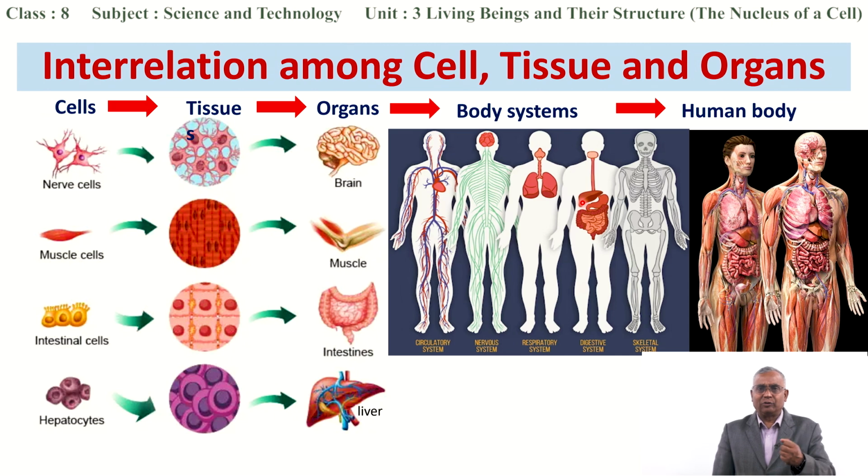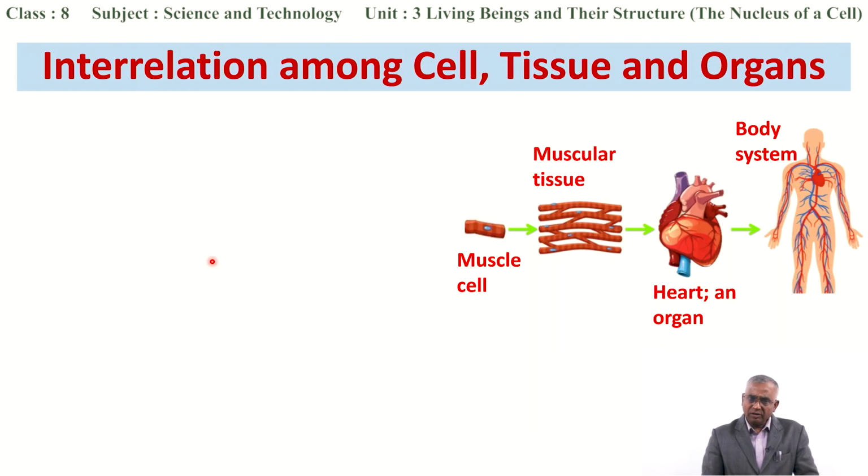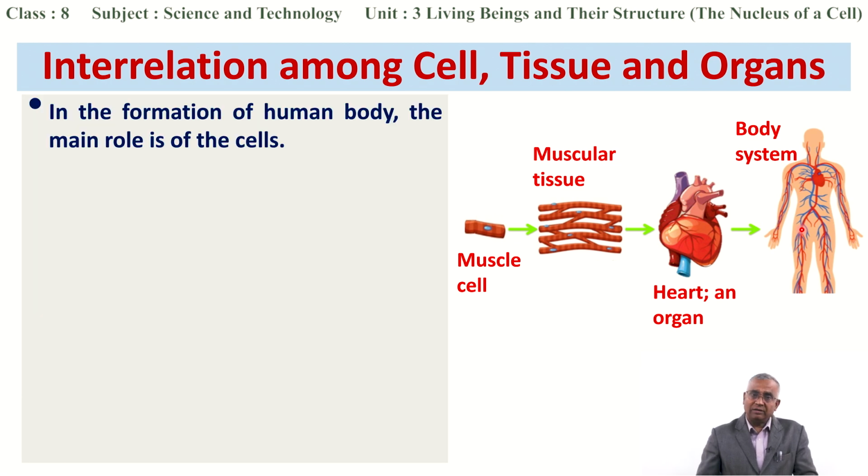That may be a plant also. Plants are also made up of their own types of tissues, their own types of cells, and organs are formed. Okay, but we are understanding all these things by the example of the human body. So that same thing is explained here. Here is a muscle cell, then muscular tissue, heart, which you have already finished. So what is that interrelation in the formation of the human body?